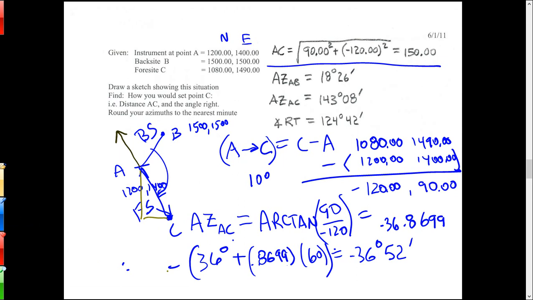So what you're going to do is add 180 to that to get your azimuth. So you got negative 36 degrees, 52 minutes. You're going to want to add 180 to get that straight. Okay? And so that's where this 143.08 comes from. So that's the azimuth on this line right here. It's 143.08.